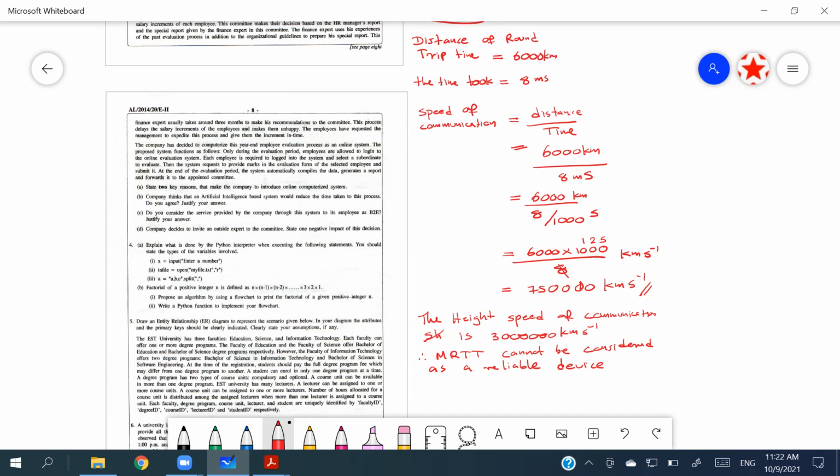Or another way, you can take the round trip time between X and Y for 6,000 kilometers at light speed, and work out how much time it needs. So that should be the lowest time that can be recorded, and that lowest time is definitely bigger than 8 milliseconds. So when a data packet has traveled at light speed, this is the time that is going to be recorded, but the MRTT is recording something less than that. Due to that, MRTT is not reliable.